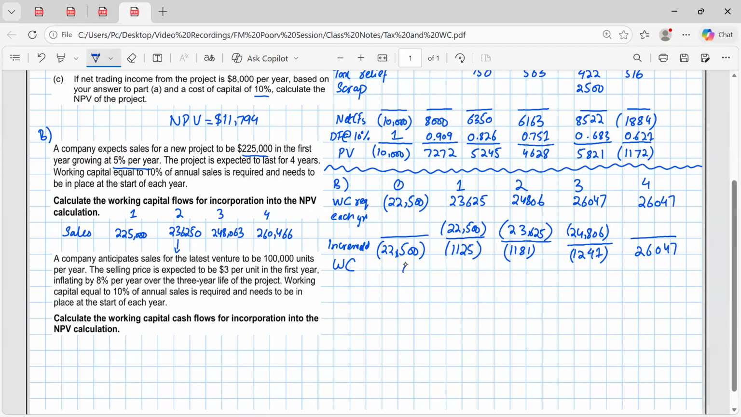Yes. Now, please add the total amount that you spent on the project in respect to working capital, all of the investments for every year: 22,500 plus 1,125 plus 1,181 plus 1,241. Please add all these. Tell me what the answer is.